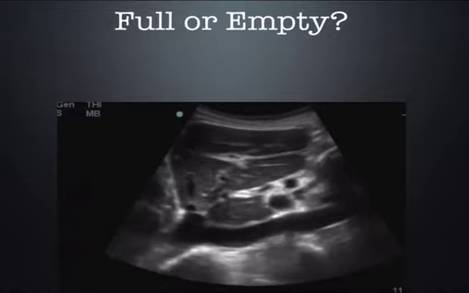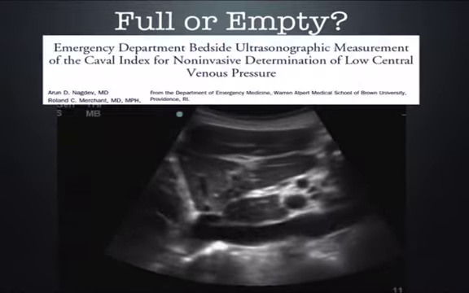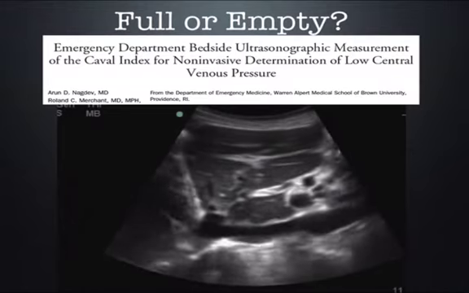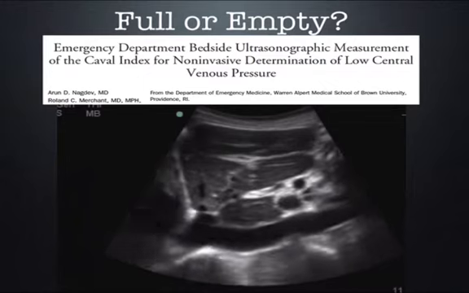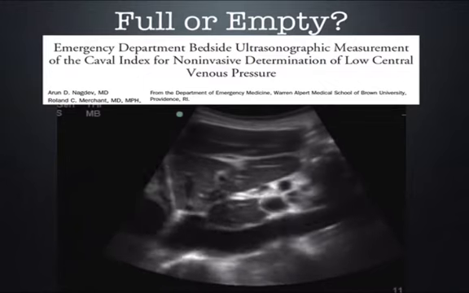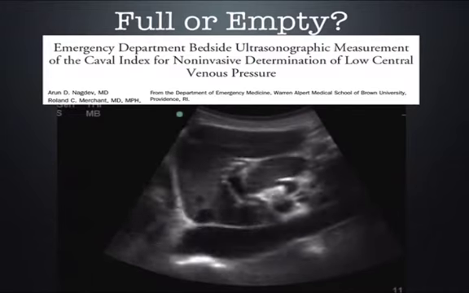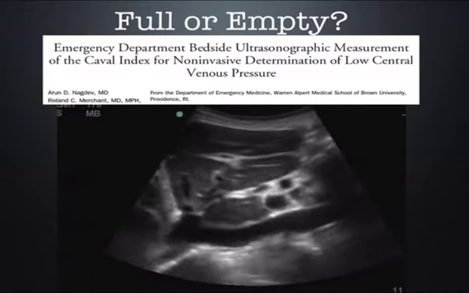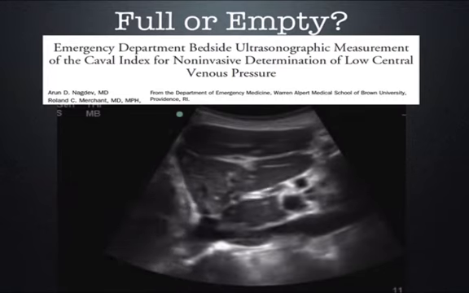What do we do with this IVC here? Well, if you look through the literature, Nagdev and colleagues in 2010 published a paper stating that in subjects whose IVC collapsed 50% or greater, that was consistent with a CVP that was less than 8. So you could say in this subject, in all likelihood, they have a lower circulating volume.